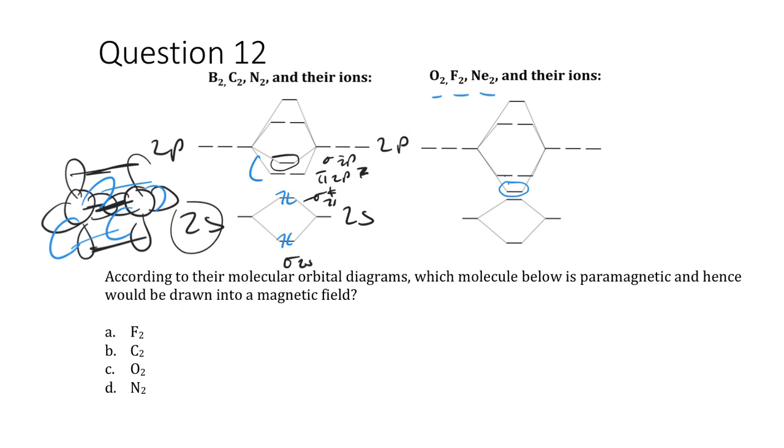So here we'd have our sigma 2s, sigma star 2s, sigma 2p, then pi 2p, then pi star 2p, the antibonding orbitals, and sigma star 2p. So your constructive interference goes down, your destructive interference goes up.